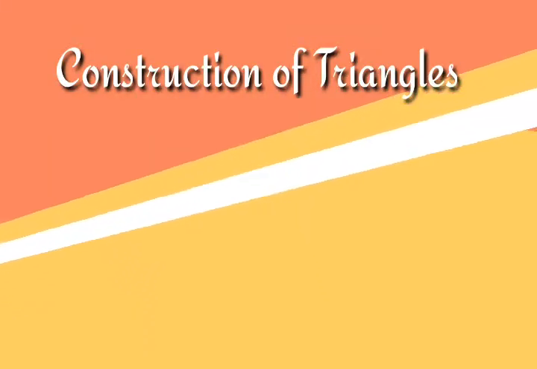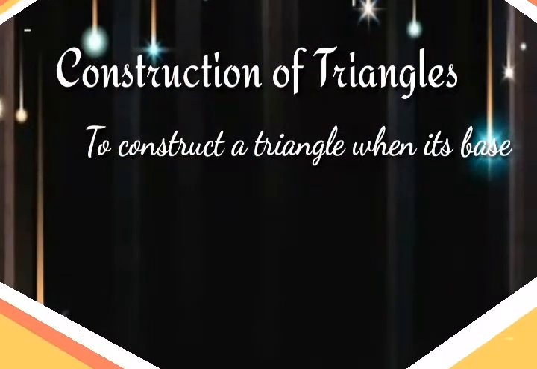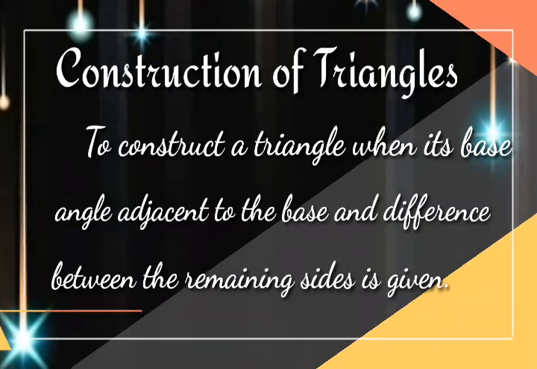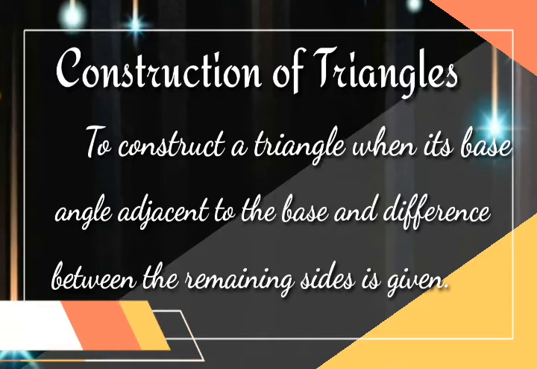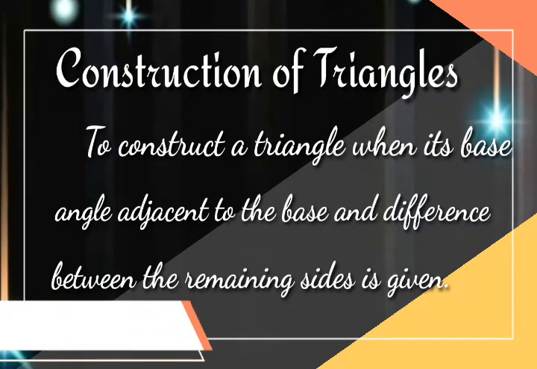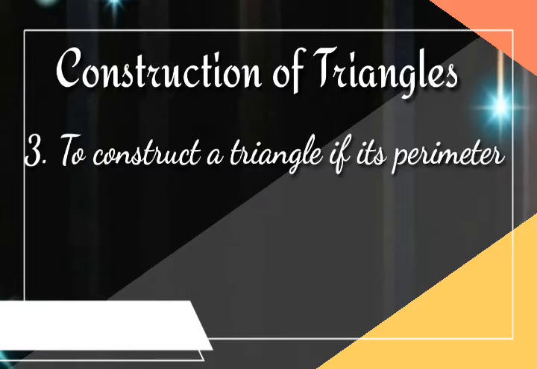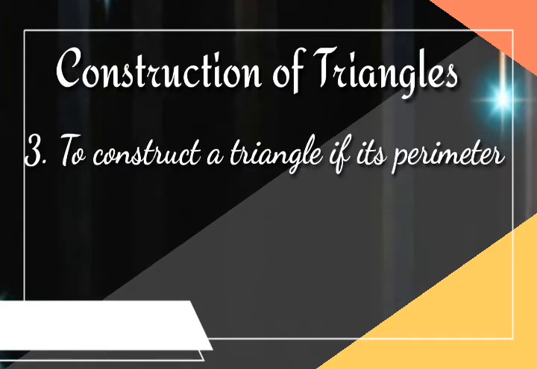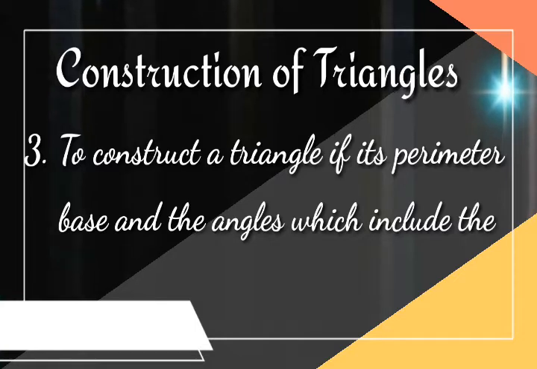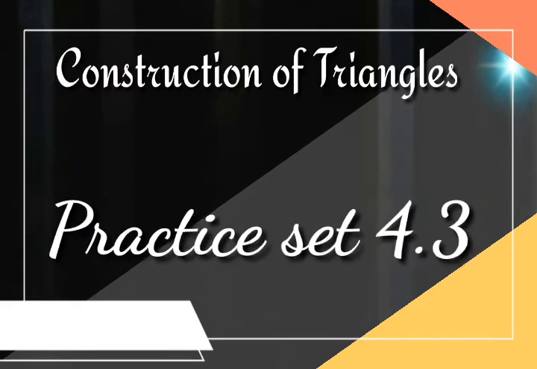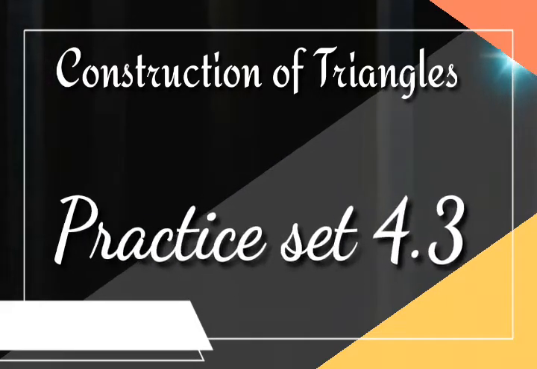In construction of triangle, I already explained how to construct a triangle when its base, angle adjacent to the base and the difference between the remaining sides are given. Today I am going to explain the third type of construction, that is to construct a triangle if its perimeter, base and the angle which include the base are given. Along with that we will discuss practice set 4.3. Let's start.